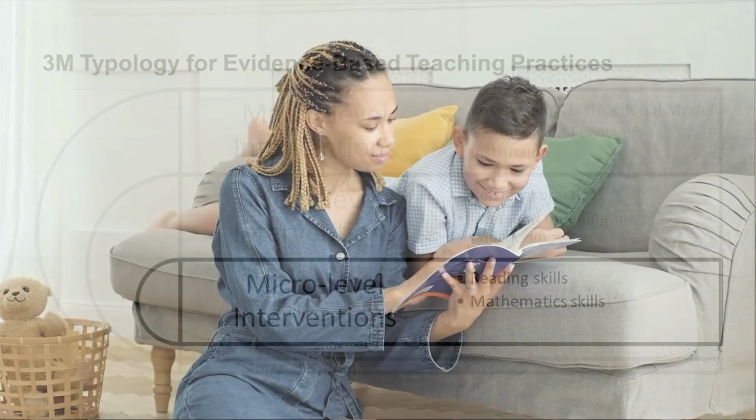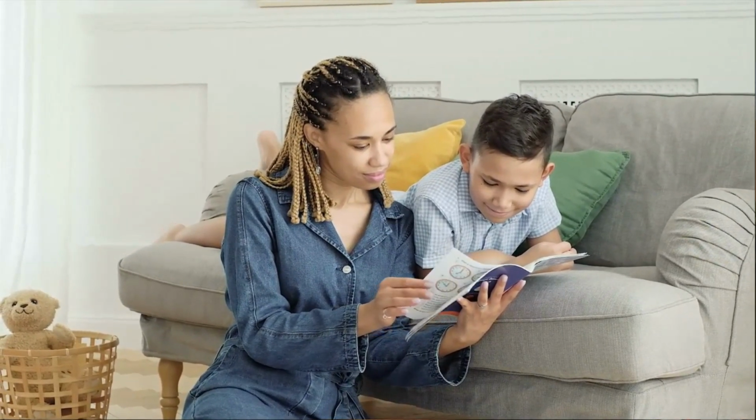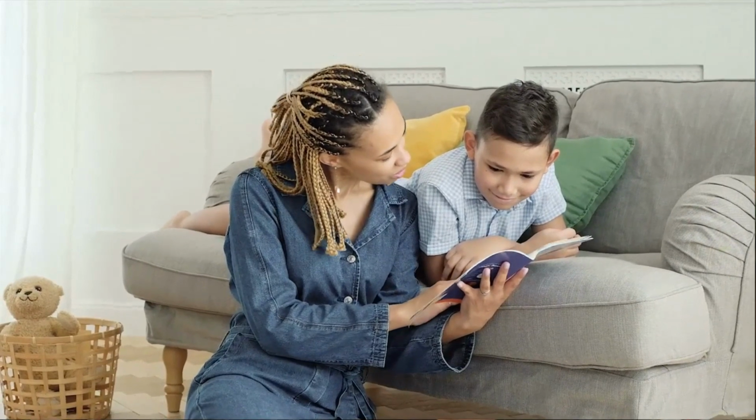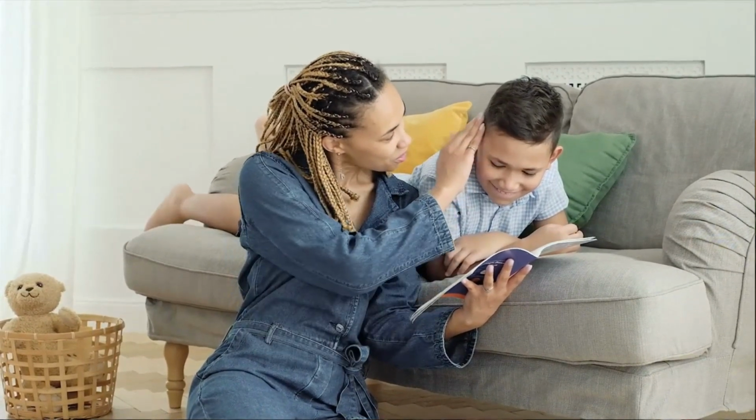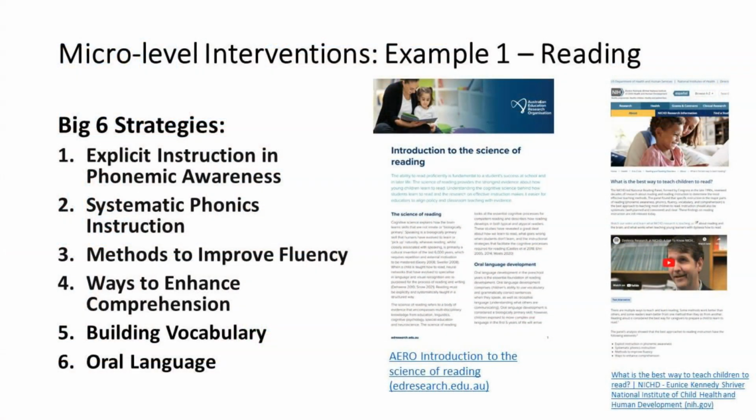Now, the field of reading is absolutely replete with incredible science. So it's one of the most rich fields for the learning sciences, and it's been going on for well over 100 years. And the experts in that field have converged on several principles that will lead to improvements in learning. Let's have a look. That involves explicit instruction for phonemic awareness, systematic phonics instruction, methods to improve fluency, ways to enhance comprehension, building vocabulary, and oral language.